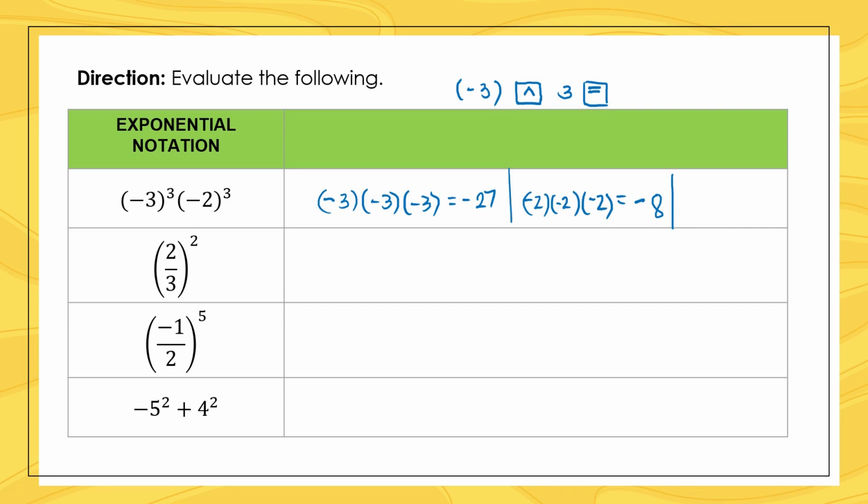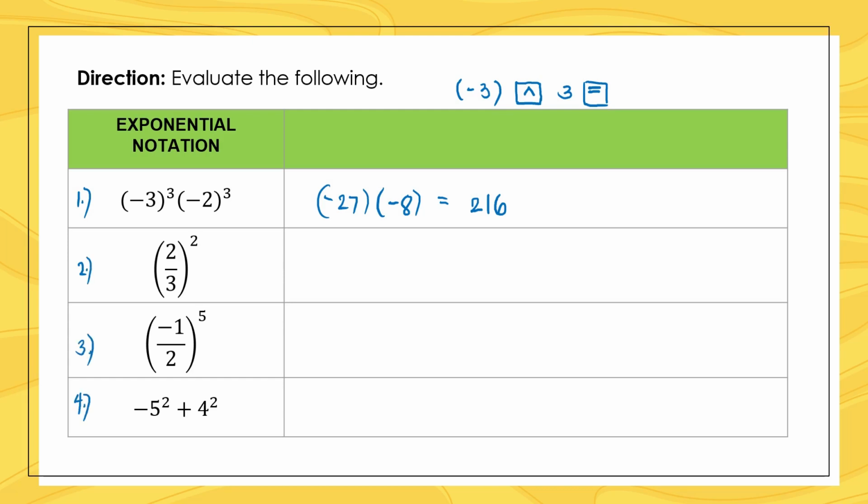Thus, we will have negative 27, please remember that. We have negative 27 times negative 8. Inputting this in your calculator, you will have 216. Okay, positive 216. So here's the equivalence of this exponential notation. Number 1. Let's have number 2.